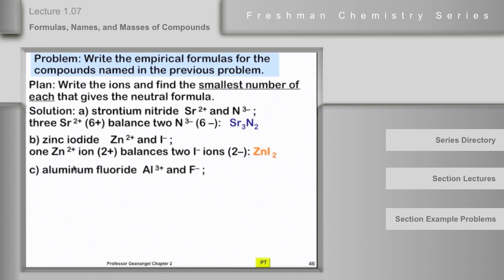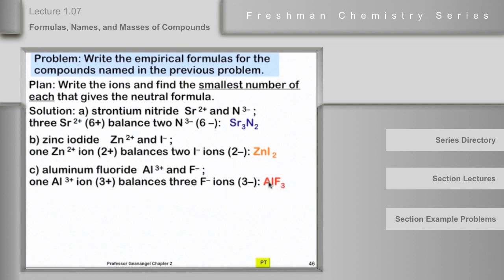Good. Aluminum fluoride. Aluminum's in group 3A, and we saw a few minutes ago that its cation will be aluminum 3 plus. It takes 3 steps to get to the nearest noble gas. And fluoride is in 7A, so it'll have a single negative charge on its anion. So it's going to take 3 fluorides for each aluminum. 1 aluminum balances 3 fluorides, so the simplest formula is AlF3.